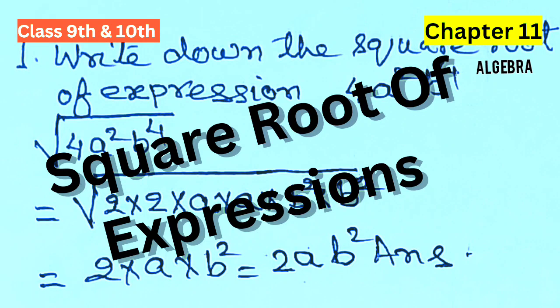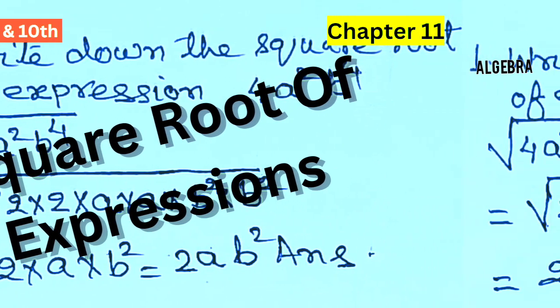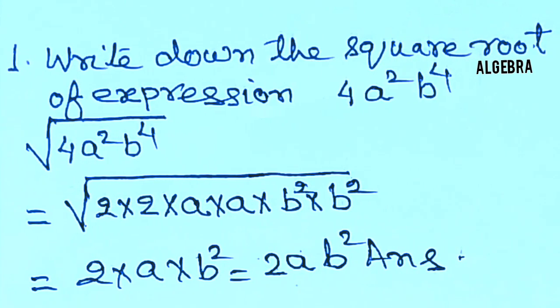Chapter 11. Square roots of expressions. 1. Write down the square root of expression 4a^2 b^4. The square root of 4a^2 b^4 is equal to the square root of 2 into a into b^2 into b^2, which is equal to 2 into a into b^2, which is equal to 2ab^2.